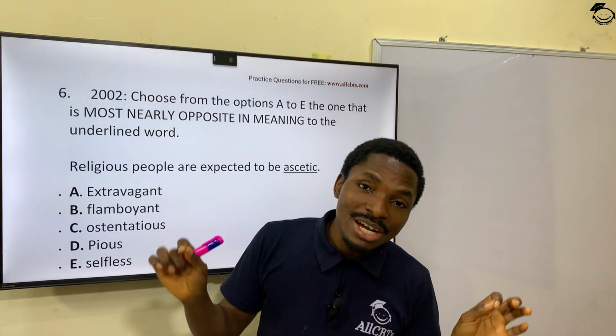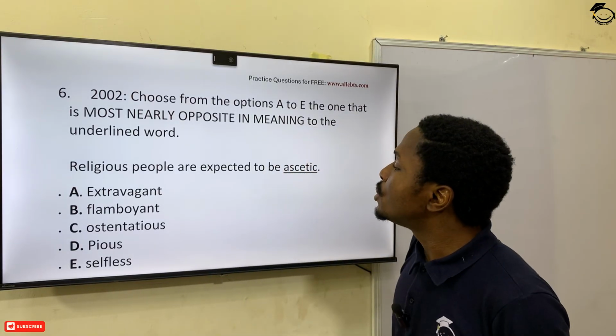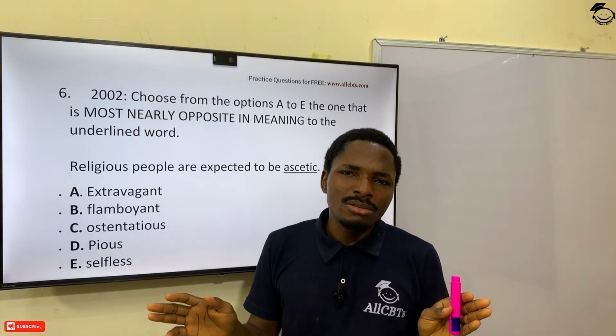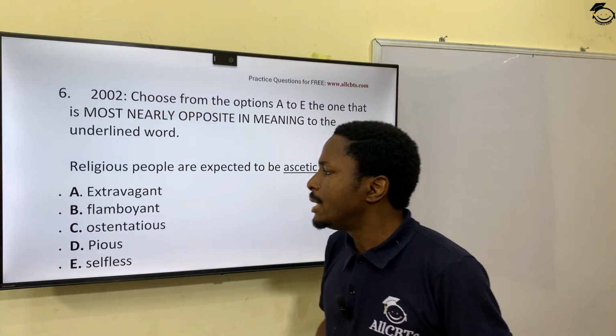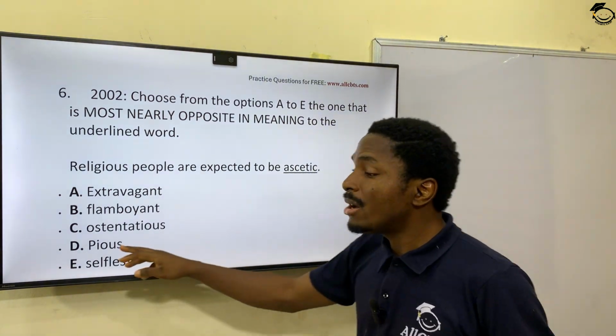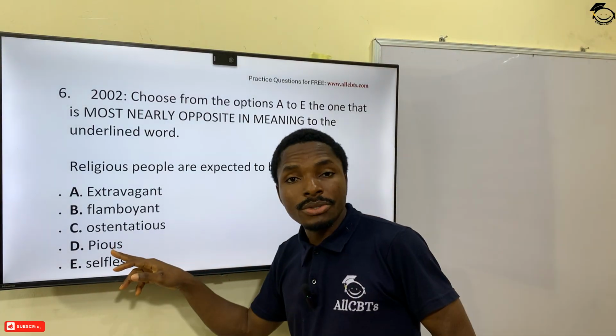That's like the Nigerian style. I'm trying to put it in a way that you will really comprehend it. So religious people are expected to be modest in whatever they are doing. Not too much, just in modest form. Now, another word for modest would be pious. Another word for ascetic would be pious.